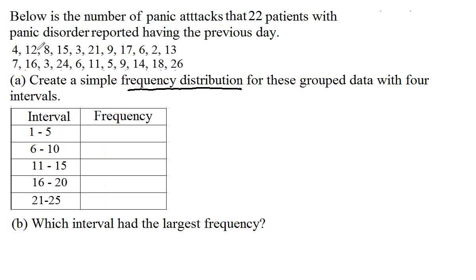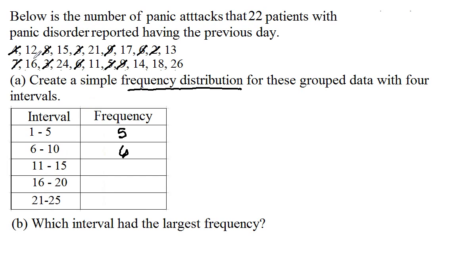So I'm looking for numbers between 1 and 5, and I see here 1, 2, 3, 4, 5. So 5 values that are 1 through 5 inclusive, so that's a frequency of 5. 6 through 10, same thing, we're looking for 6, 7, 8, 9, 10. So there's 1 there, and 2, 3, 4, 5, 6. So frequency of 6. So 6 values in that range.